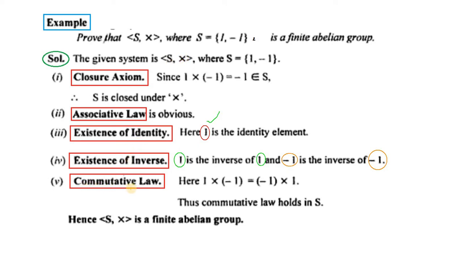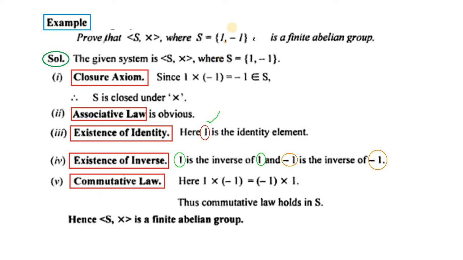Now we check commutative law. In commutative law, we take any two elements and check the commutative property. If we take these two elements, then we see that 1 into -1 or -1 into 1, both products are equal. Thus, commutative law holds in set S. On account of this fifth property, the above group is a commutative group. A commutative group is also called an Abelian group.